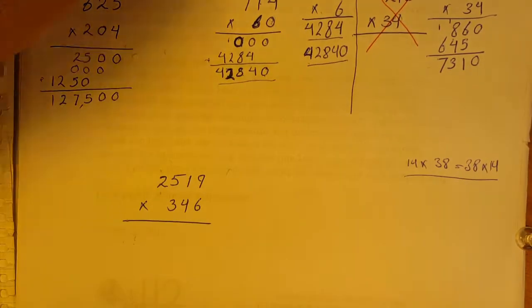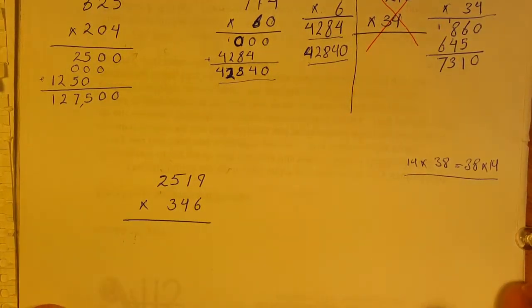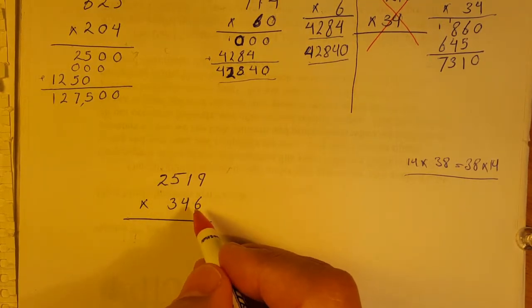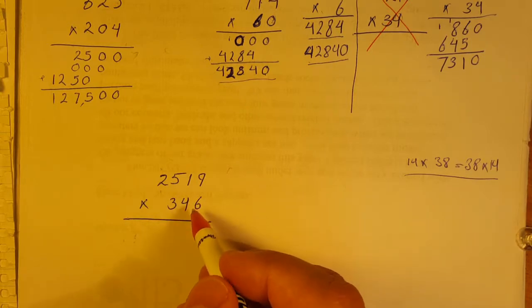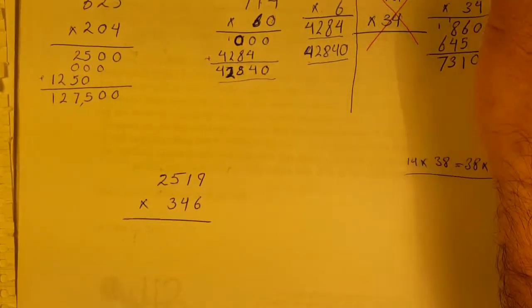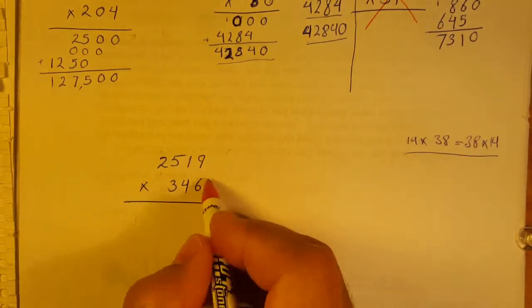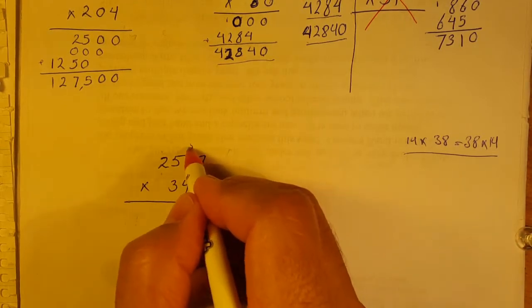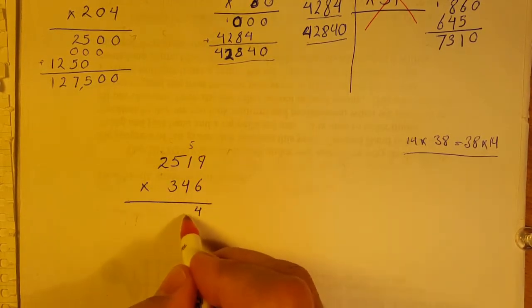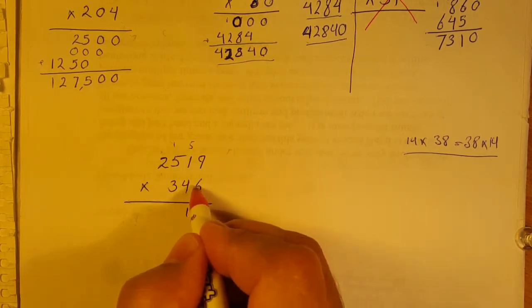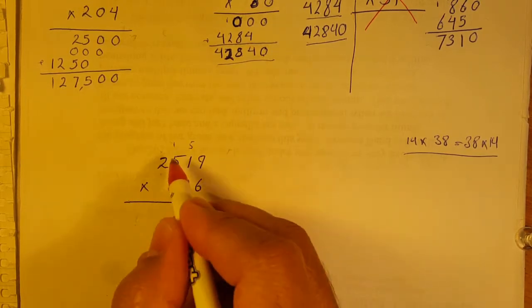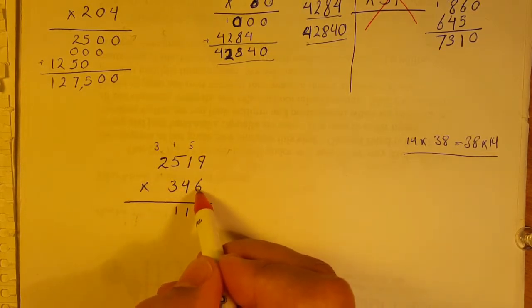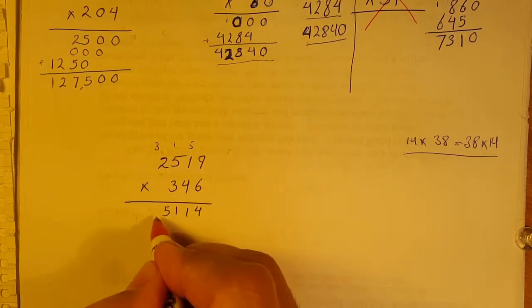And I just want to have a 4-digit number times a 3-digit number. Just an example. Maybe it's a bigger job, but the rules are the same, so we should not have any problem doing this. 6 times 9, 54. 5 goes up. 6 times 1, 6, and 5, 11. 1 goes up. 6 times 5, 30, and 1, 31. 3 goes up. 2 times 6, 12, and 3, 15.